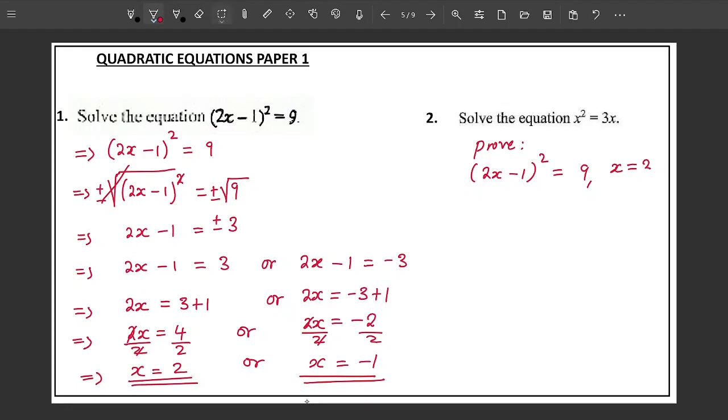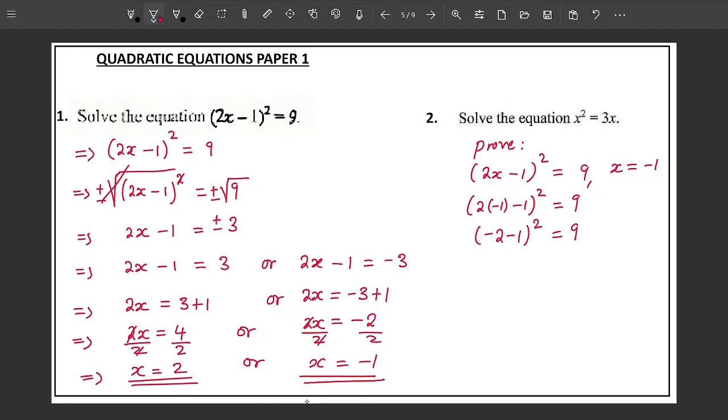So here we are going to put x is equal to negative 1, to see if it is going to be correct. Meaning we'll substitute where there's x, we'll put negative 1. So we'll put 2 times negative 1, then minus 1, then to the power 2 is equal to 9. Open brackets, 2 times negative 1 will be negative 2, then minus 1 as usual, to the power 2 is equal to 9.